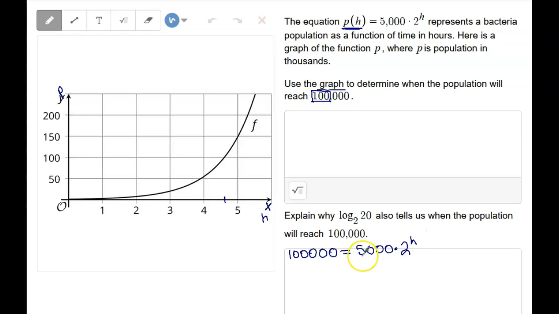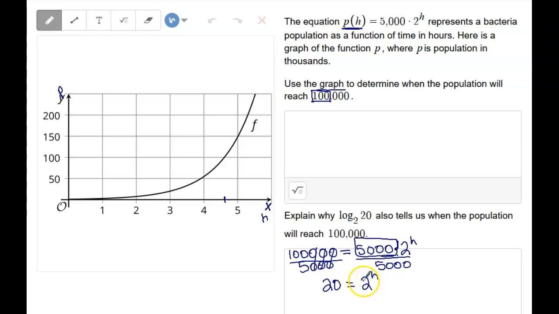So remember, when we solve these equations, the first thing that we want to do, we're trying to get h by itself. So the first thing that we need to do is we need to divide by 5,000. And same thing over here, divide by 5,000. So we have 100 divided by 5, which is 20. And then we have 2 to the power of h.